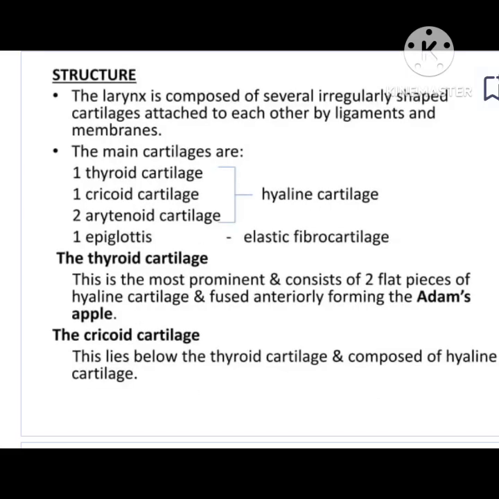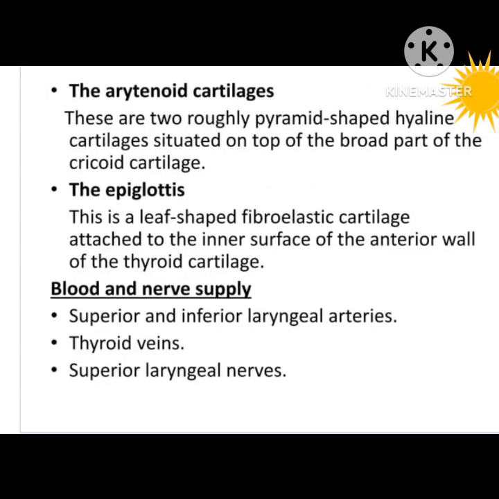The larynx is composed of several irregularly shaped cartilages. The main cartilages are thyroid, cricoid and arytenoid cartilages. First we will discuss the arytenoid cartilages. These are two roughly pyramid-shaped hyaline cartilages. The epiglottis is a leaf-shaped fibroelastic cartilage.